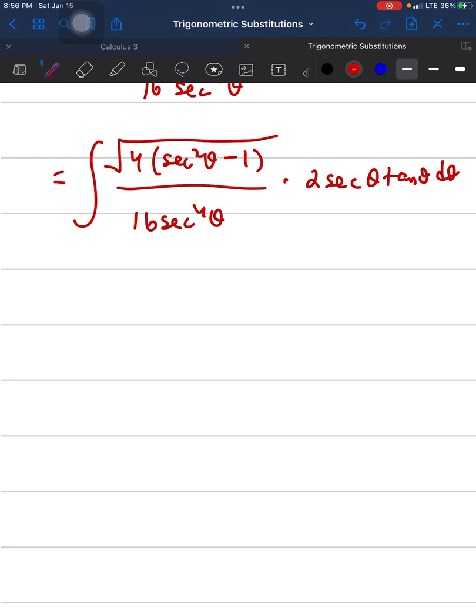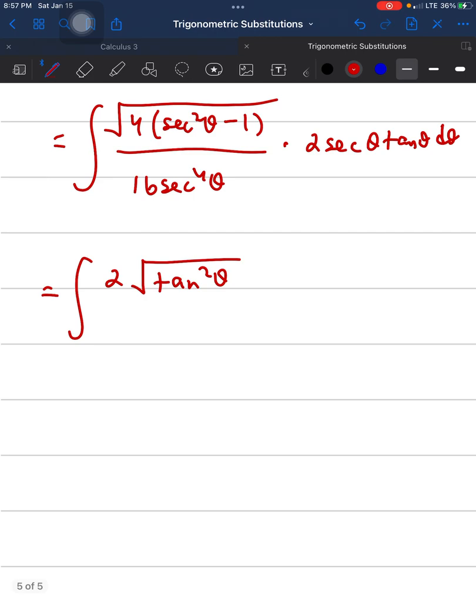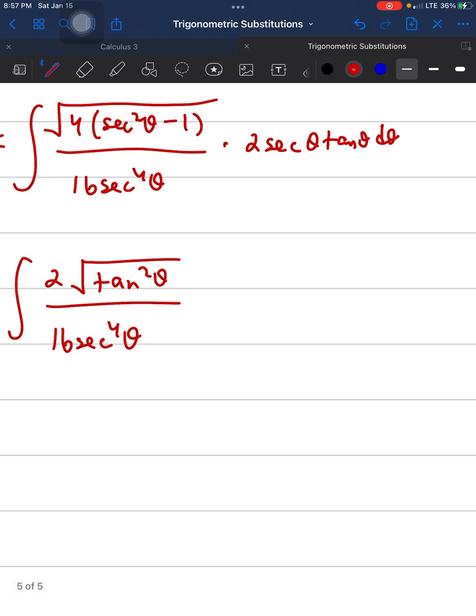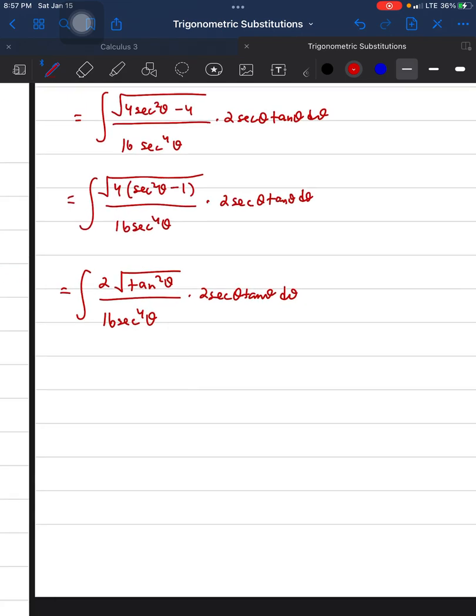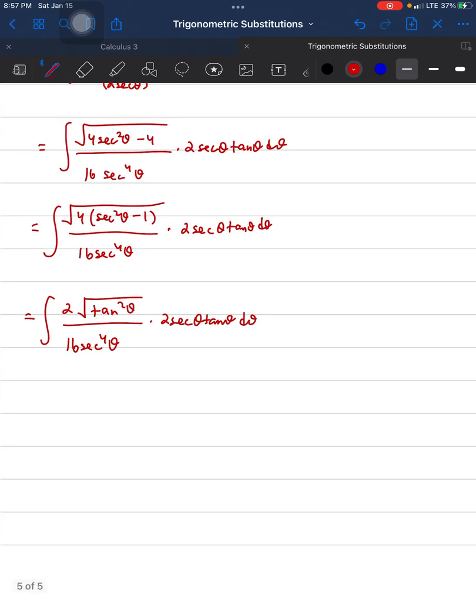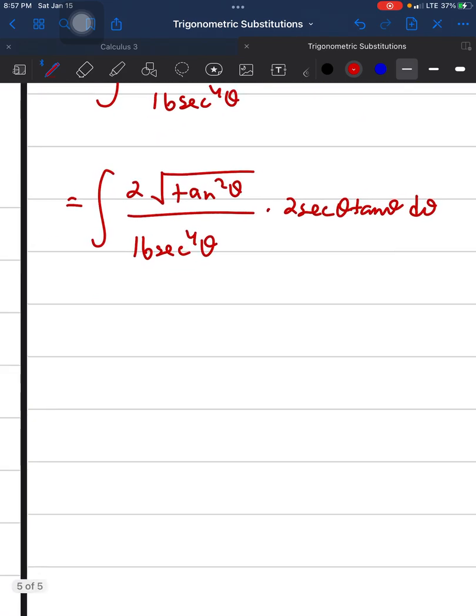And we can substitute in for the Pythagorean identity. Secant squared can be turned into tangent squared. Secant squared theta minus 1 can be turned into tangent squared theta. So the square root of 4 is just 2, and then we have the square root of tangent squared theta now. And this is what we end up with when we substitute in the Pythagorean identity.